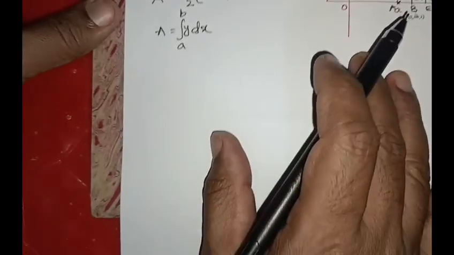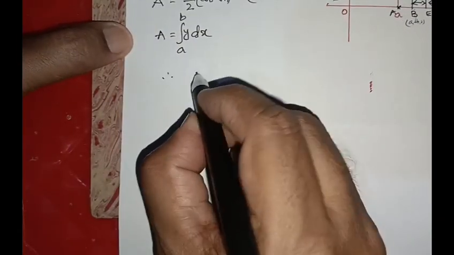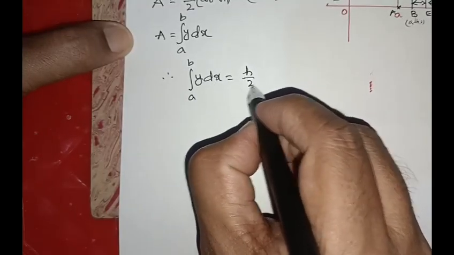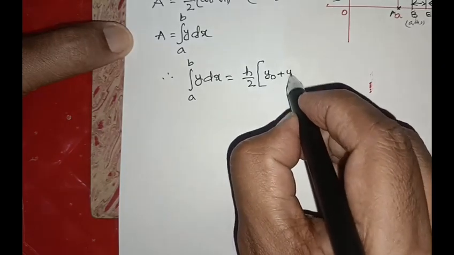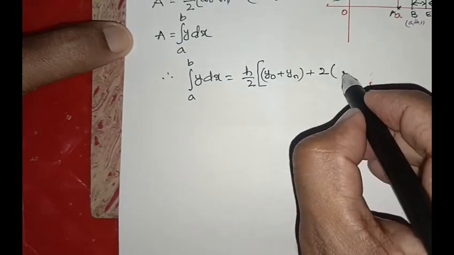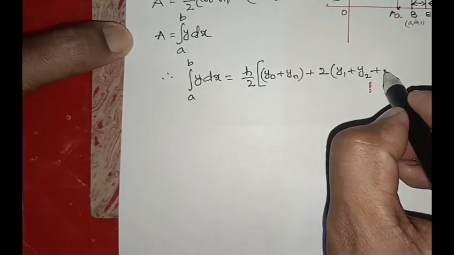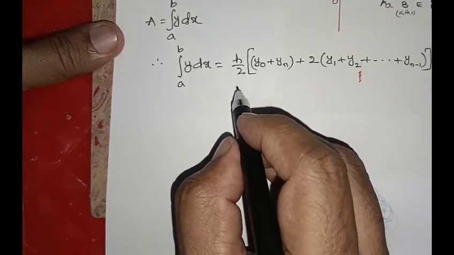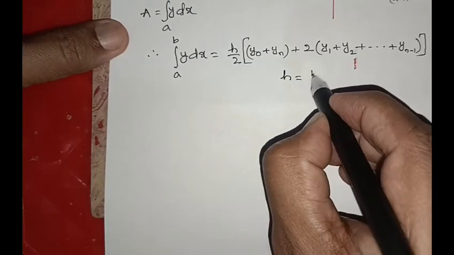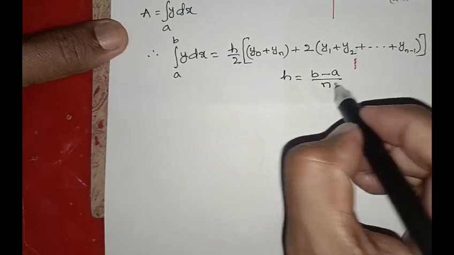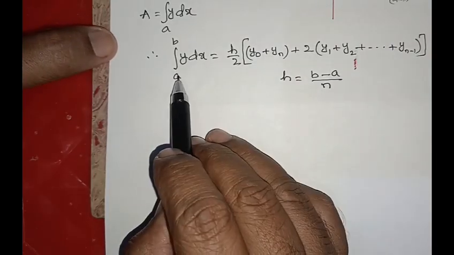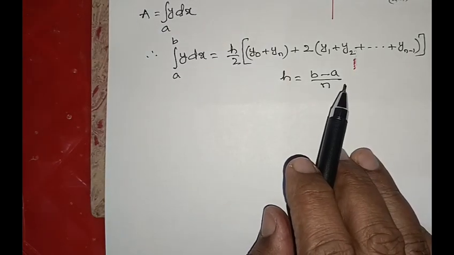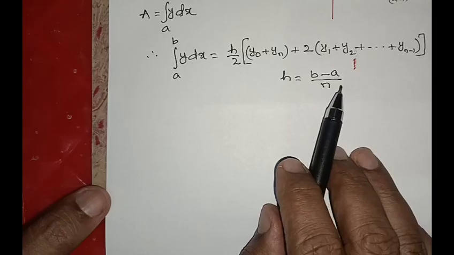So now these two areas are equal, therefore I can write that integral a to b y dx is equal to h by 2 times y0 plus yn plus 2 times y1 plus y2 and so on plus yn minus 1, where h is given by h equal to b minus a by n, where a and b are the limits of the integral given and n is the number of subintervals in which the given closed interval a to b is divided.